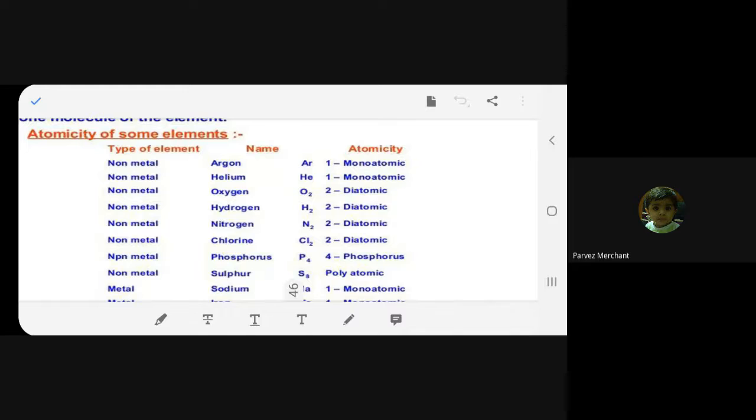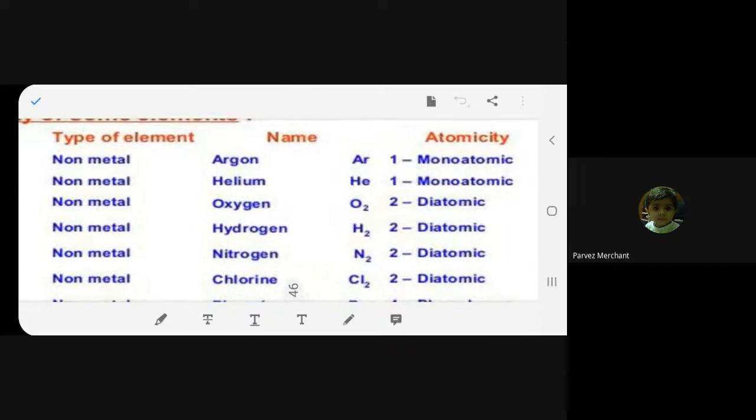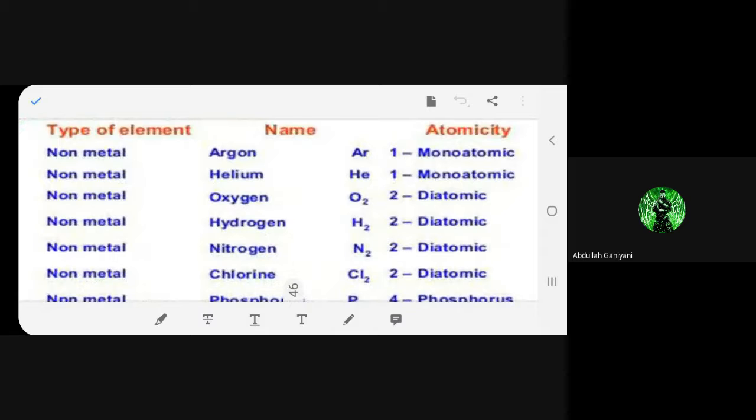Non-metal, argon, Ar. How many atoms are there? One atom. So it is monoatomic. Understood? All of you understood? Yes, ma'am. Let me verify. So if it is Ar one, we are not writing one, so we understand it's monoatomic.